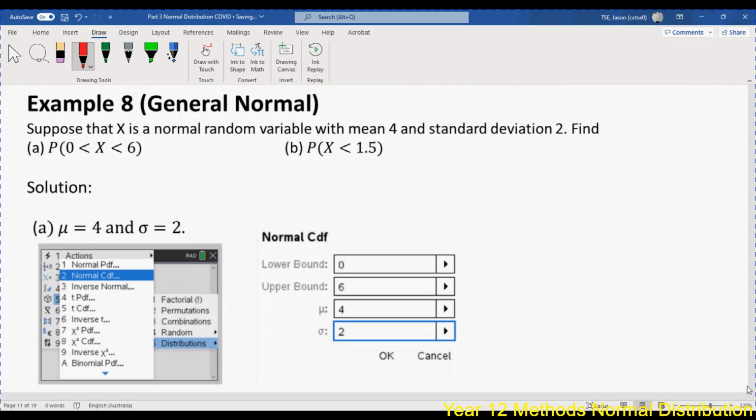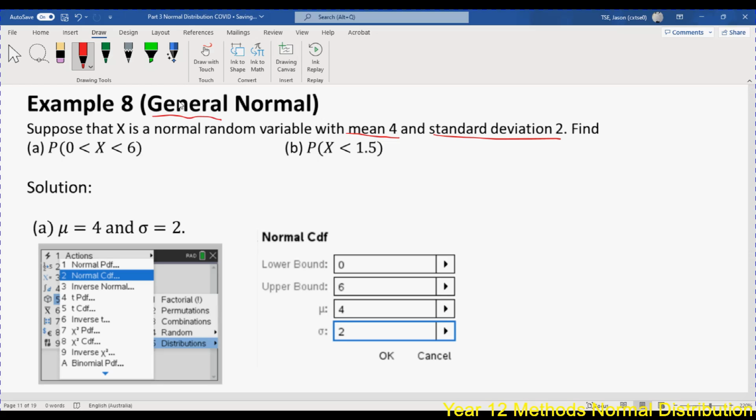Right, let's do the general normal. General normal means we can give you any mean or any standard deviation, so you need to track the mean and standard deviation. Remember that for standard normal, they are not going to give you the mean and standard deviation. For standard normal, the mean must be 0 and the standard deviation must be 1. But for general normal, it could be any values. So you need to check.